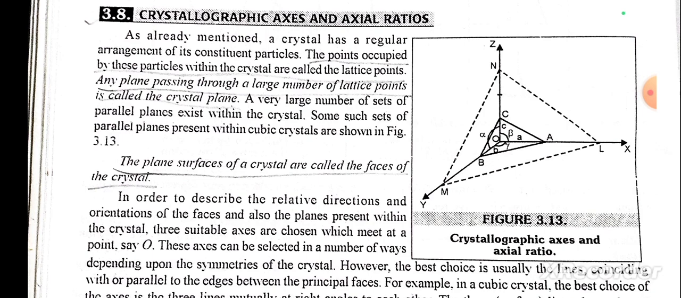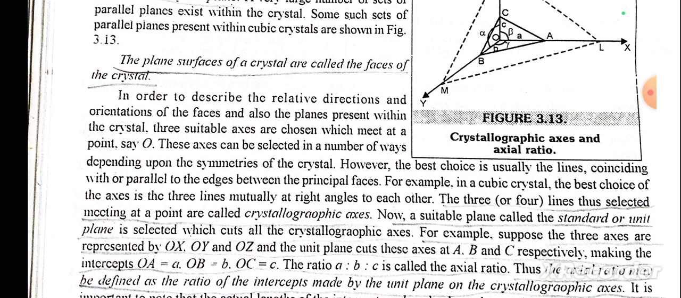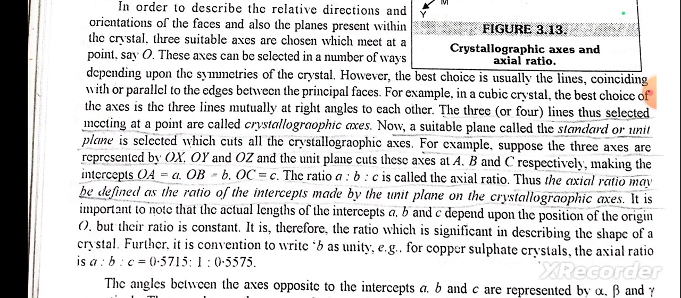In order to describe the relative direction and orientation of the faces, also called the planes present in the crystal, three axes are chosen which meet at a point, say O, and these axes may be selected depending upon the symmetry of the crystal. However, the best choice is usually three lines mutually at right angles to each other. The three lines thus selected meet at a point, called the crystallographic axes, and now a standard plane called the unit plane is selected which cuts all the crystallographic axes.